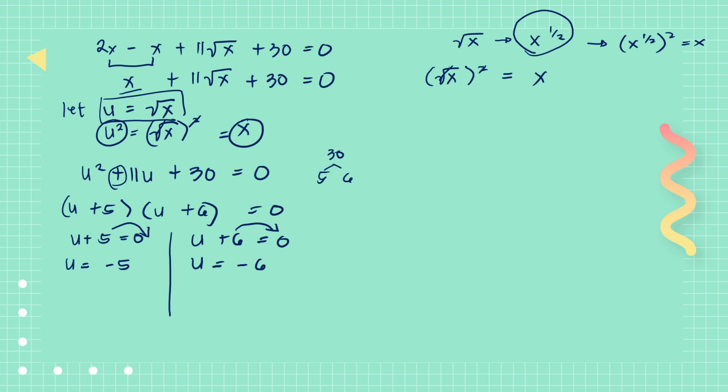The next thing here is let's go back to the representation. Again, u is equal to square root of x. So in this part, you will substitute it. Again, u is equal to square root of x, and in this value of u, which is negative 5, we have here square root of x equals negative 5. And then the other one, u, will be square root of x equals negative 6.